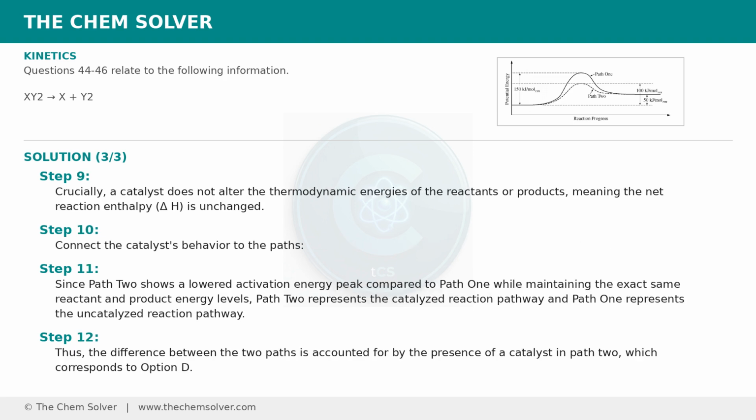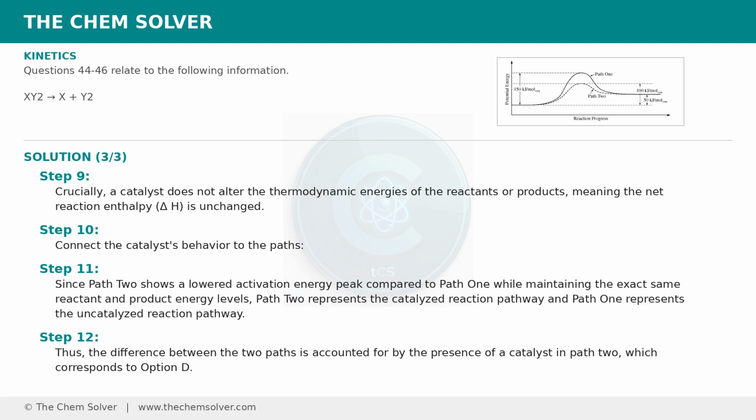Crucially, a catalyst does not alter the thermodynamic energies of the reactants or products, meaning the net reaction enthalpy, delta H, is unchanged. Connect the catalyst's behavior to the paths. Since path 2 shows a lowered activation energy peak compared to path 1 while maintaining the exact same reactant and product energy levels, path 2 represents the catalyzed reaction pathway and path 1 represents the uncatalyzed reaction pathway.